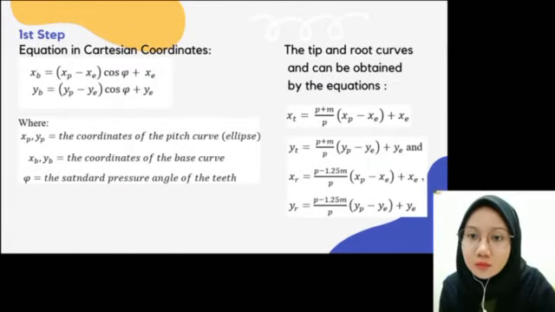The first step is to generate the pitch curve in addition to the tip, root, and base curve of the gear. The base curve represents the involute teeth profile of the elliptical gear, which can be obtained by the equation in Cartesian coordinates.